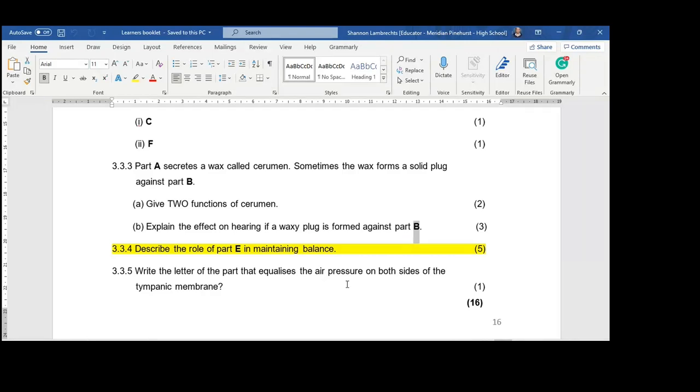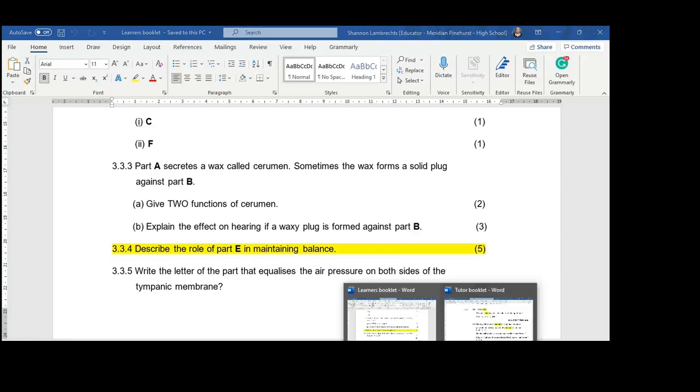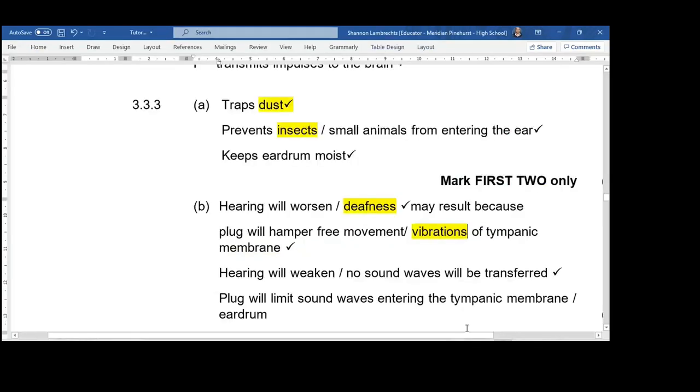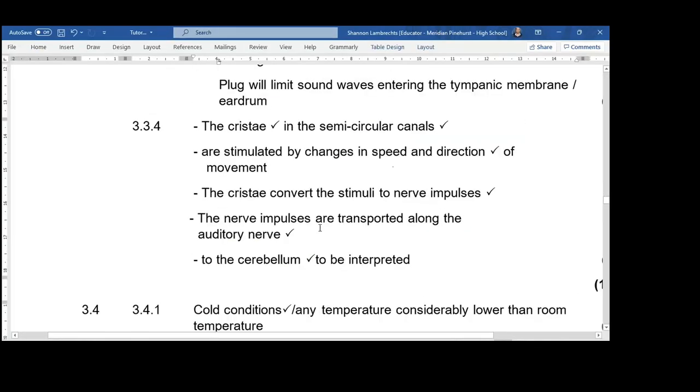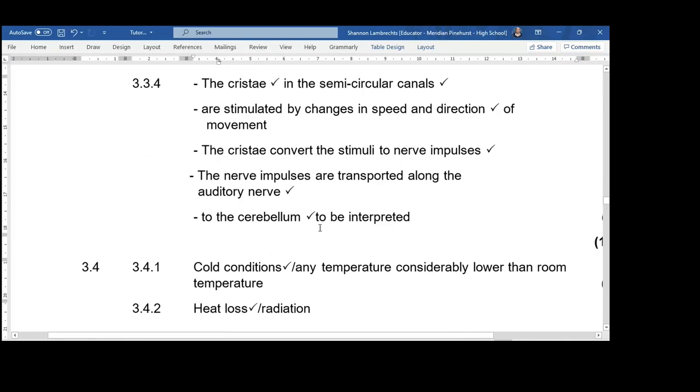So besides hearing, you will be asked about balance, and the role of maintaining balance in the ear is perfectly given to you in your exam guideline. It has to do with the crista. I just want to show you quickly what you need to mention. Balance has to do with the crista and the semicircular canals that respond to the movement of the head.